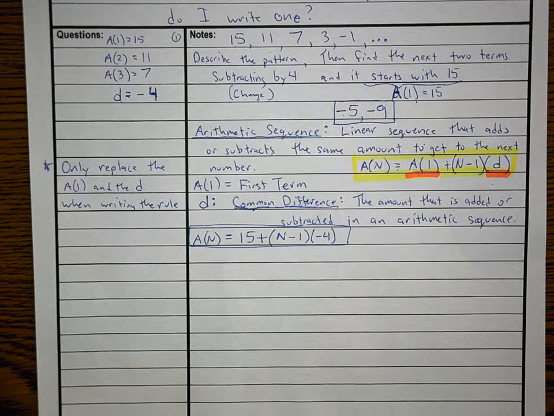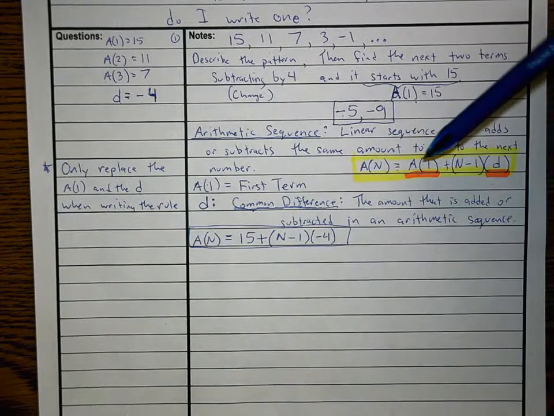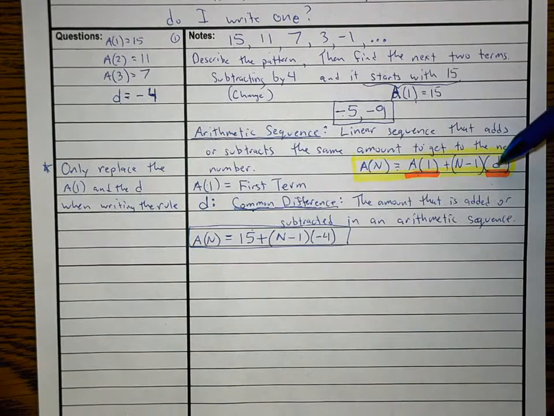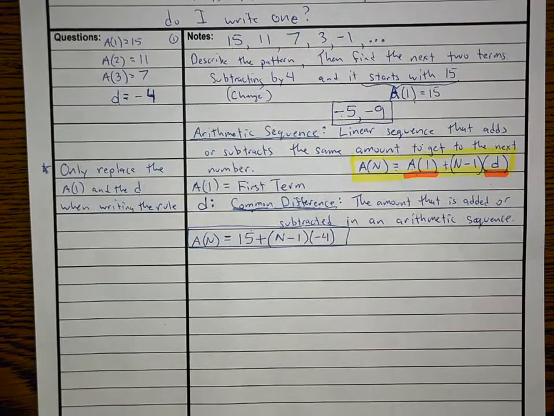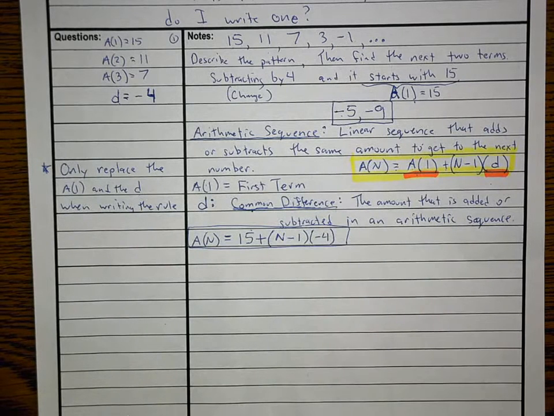You only need to know 2 things. You only need to know what A of 1 is. You plug it in. You need to know what the d is. You plug it in. I'm hoping that's not too hard. What this means is we can now figure out what any term number is.